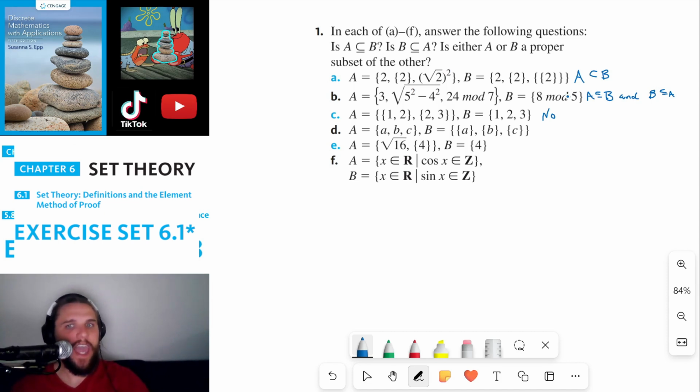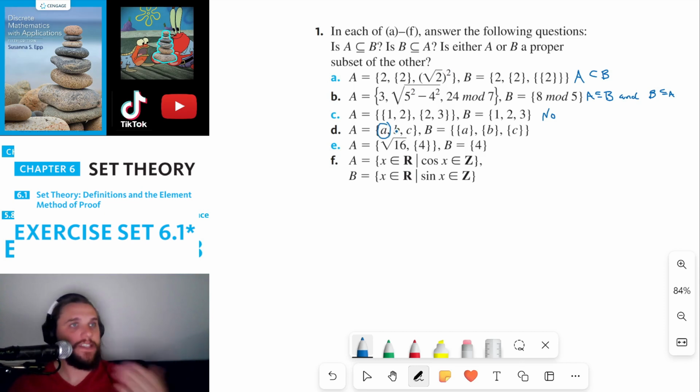Let's move on to part D. The set containing A now has the elements A, B, and C, which are letters, and the set B contains three elements that themselves are sets. So B contains the set containing A, B contains the set containing B, and B contains the set containing C. So now we have to ask, is every element in A an element of B? Meaning, is A a subset of B?